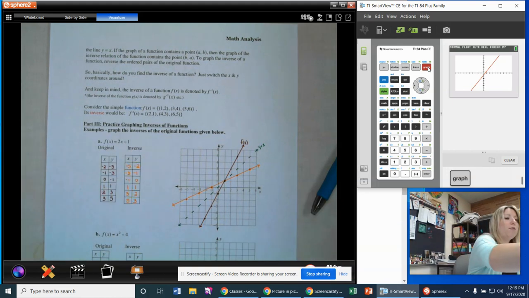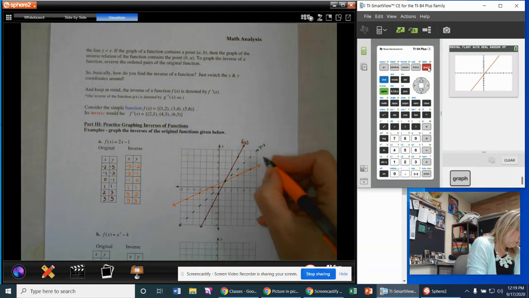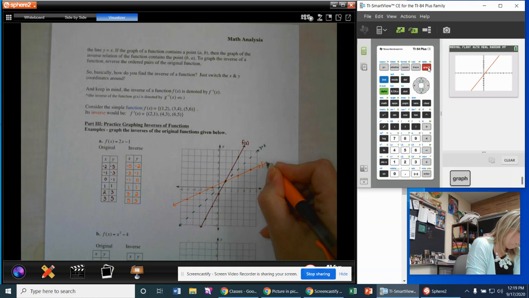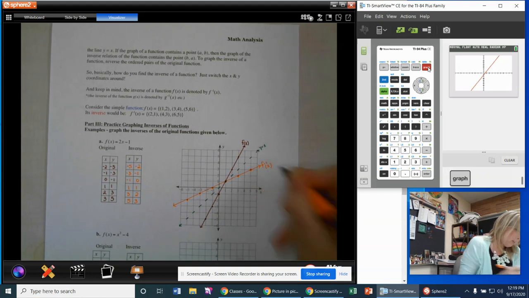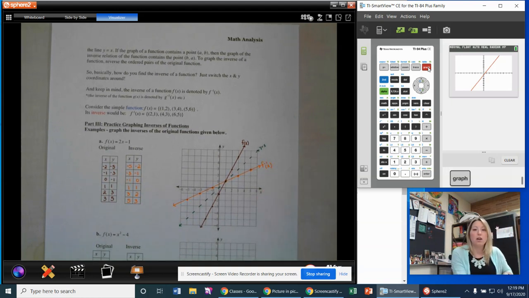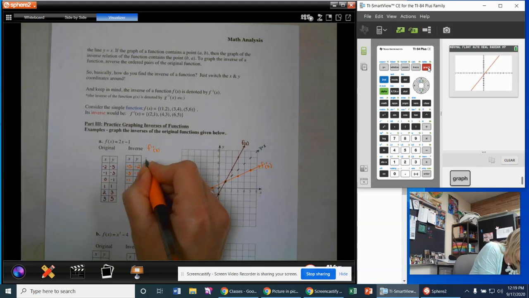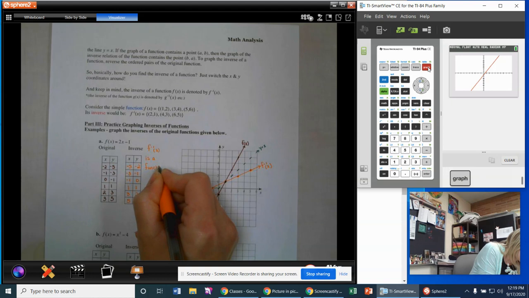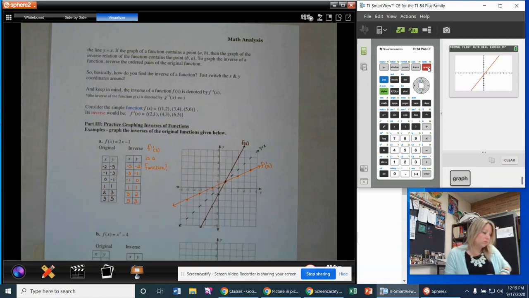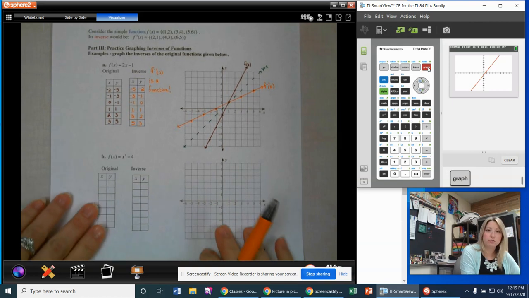And now, what have I created? I've created my inverse. So this is f -1 of x. That's my inverse, and my inverse in this case is still a function. Cool. That's it. On your homework, that's what I'm going to be asking you to do: graph the original, graph the inverse. Lots of good graphing practice.